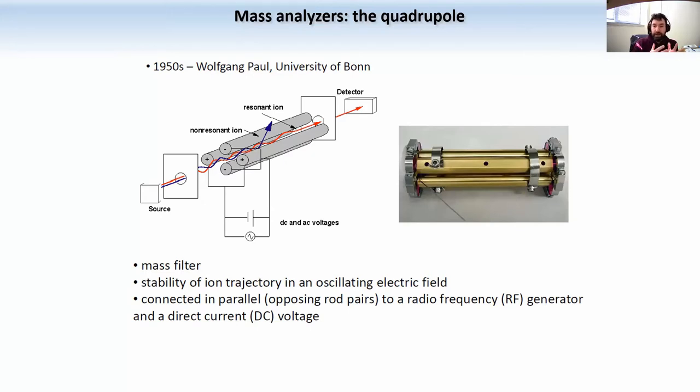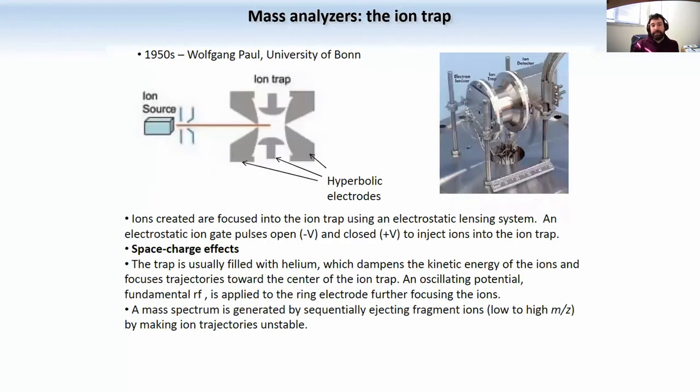Once the molecules are in the analyzer, all of them eventually will hit the detector. But the quadrupole can be efficiently used as a filter, and you will see how this will become very useful in a minute. Then we have another family of mass analyzer. That is the ion trap.